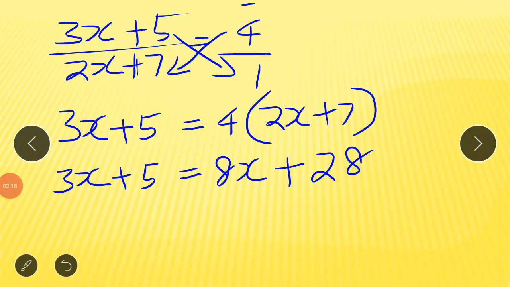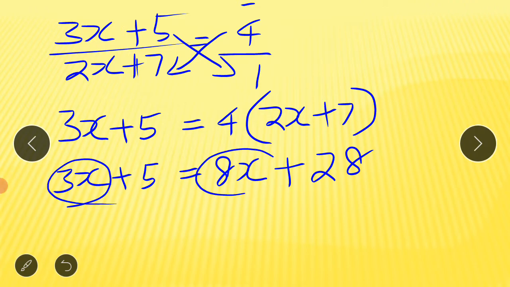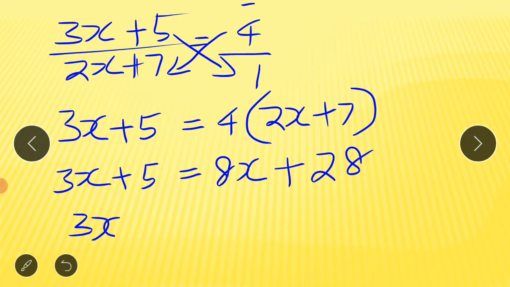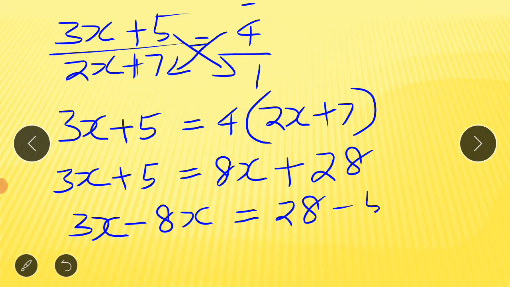So now let's keep the variable terms on the left hand side, constant terms on the right hand side. So left hand side variable term 3x and right hand side variable term 8x. That plus 8x, when you bring it to the left hand side, becomes minus 8x. From right hand side to left hand side we are bringing by transposition. So it is becoming minus 8x. Then constant here plus 28, right hand side just 28, and this plus 5 is becoming minus 5.